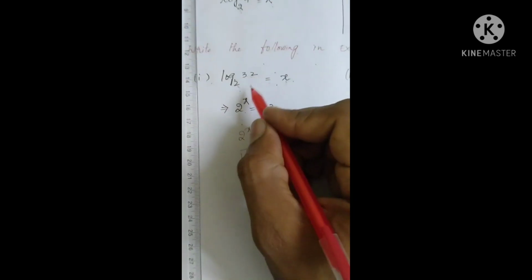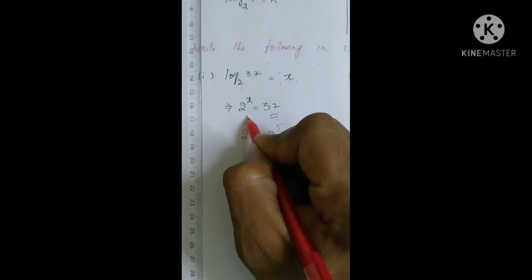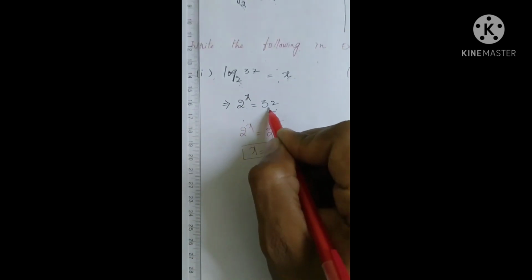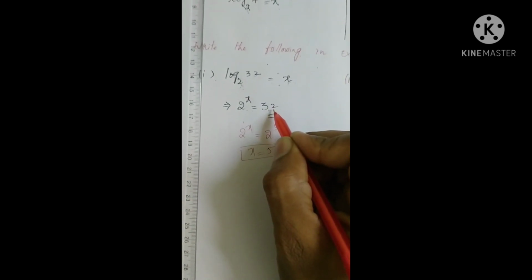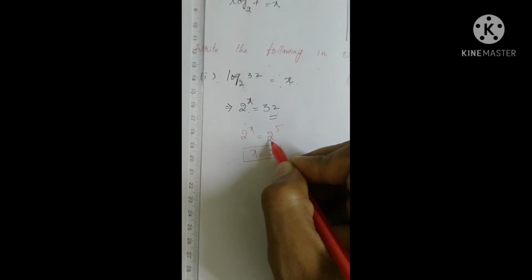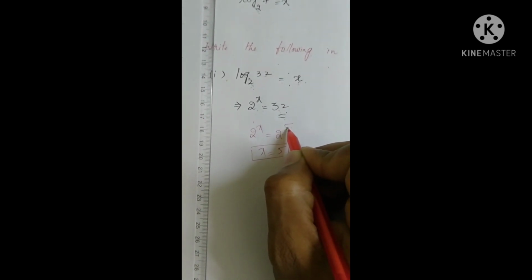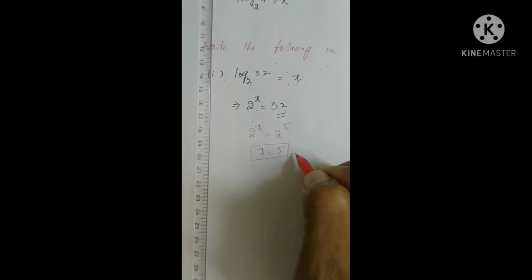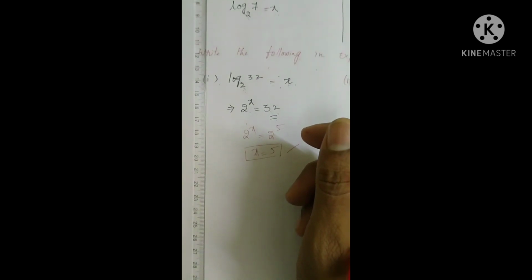Here let first change it into exponential form. So here 2 power x is equals to 32. Change 32 into exponential form of base 2. Here 2 power 5. Bases are equal. Power should be also equal. So x is equals to 5 is the result. Remaining as your homework.